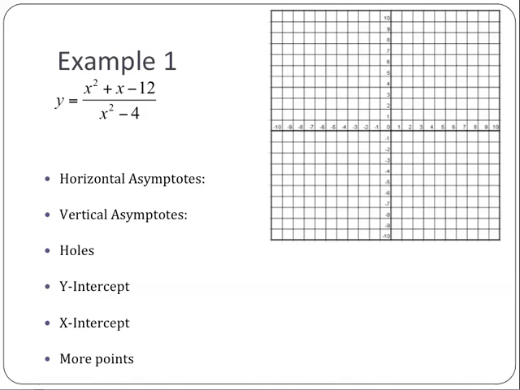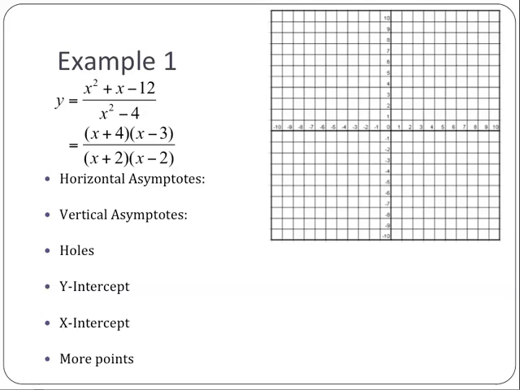Here's example 1, x squared plus x minus 12 over x squared minus 4. The first thing you want to do is factor both numerator and denominator if possible. So in this case, the numerator factors to (x plus 4)(x minus 3), and the denominator factors to (x plus 2)(x minus 2).